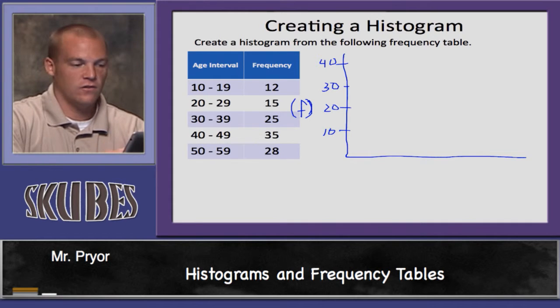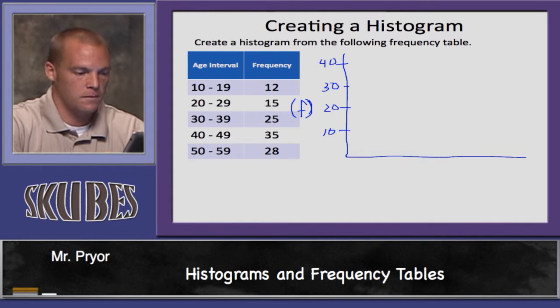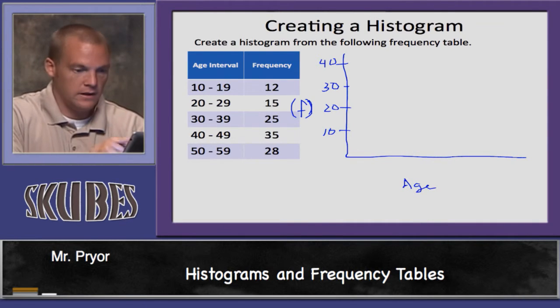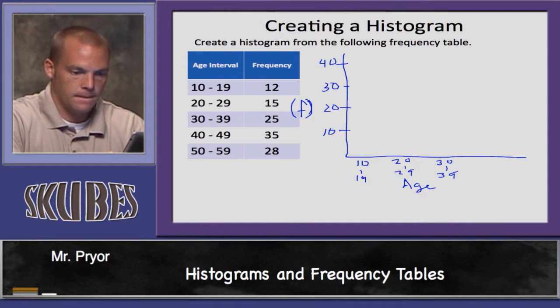So at the side, those are our frequencies, and at the bottom we're going to put our age intervals. Alright, and I'm going to do those vertically to save a little room here as well. So my first interval is going to be 10 to 19. The second one will be 20 to 29. Then we'll do 30 to 39. 40 to 49. And then lastly 50 to 59.